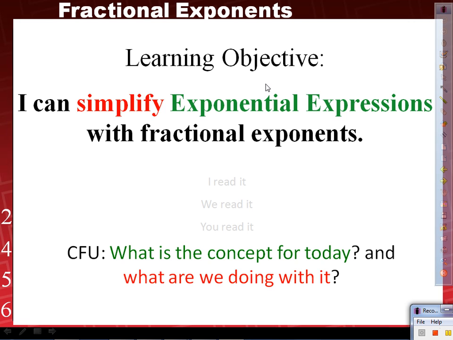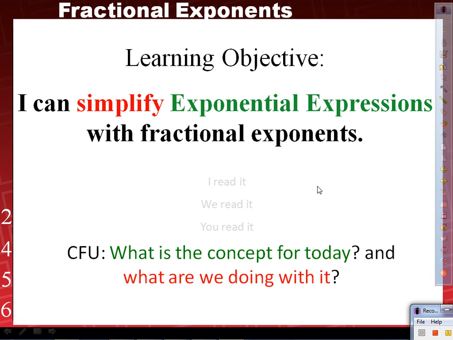Our objective for today: I can simplify exponential expressions with fractional exponents. Read together. 1, 2, 3. I can simplify exponential expressions with fractional exponents. Julian, can you read that for us, please? I can simplify exponential expressions with fractional exponents.